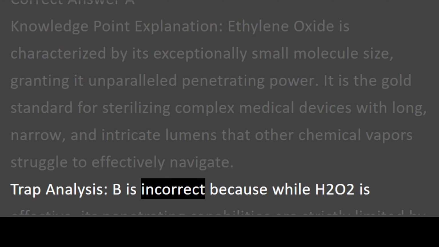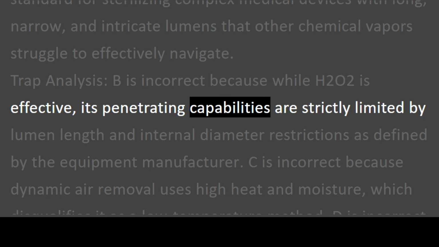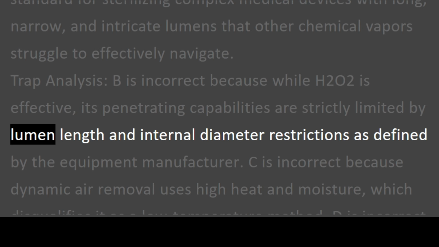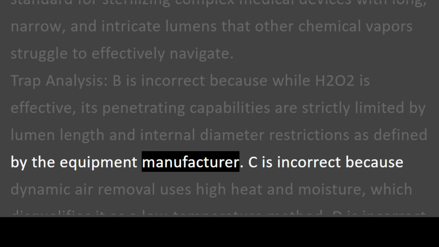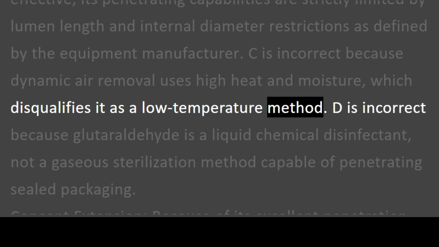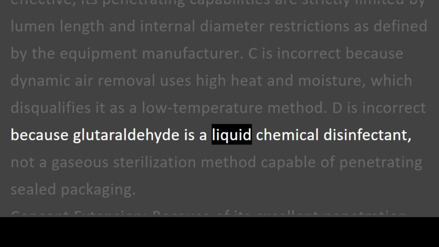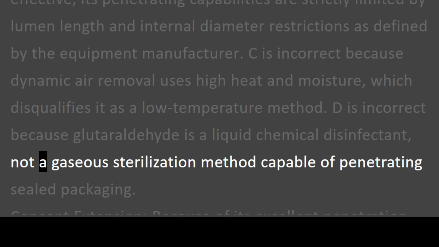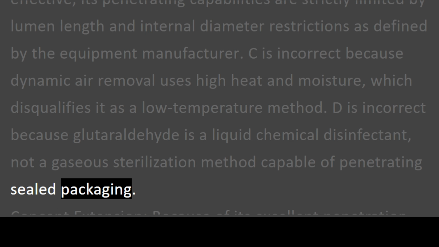B is incorrect because while H2O2 is effective, its penetrating capabilities are strictly limited by lumen length and internal diameter restrictions as defined by the equipment manufacturer. C is incorrect because dynamic air removal uses high heat and moisture, which disqualifies it as a low-temperature method. D is incorrect because glutaraldehyde is a liquid chemical disinfectant, not a gaseous sterilization method capable of penetrating sealed packaging.